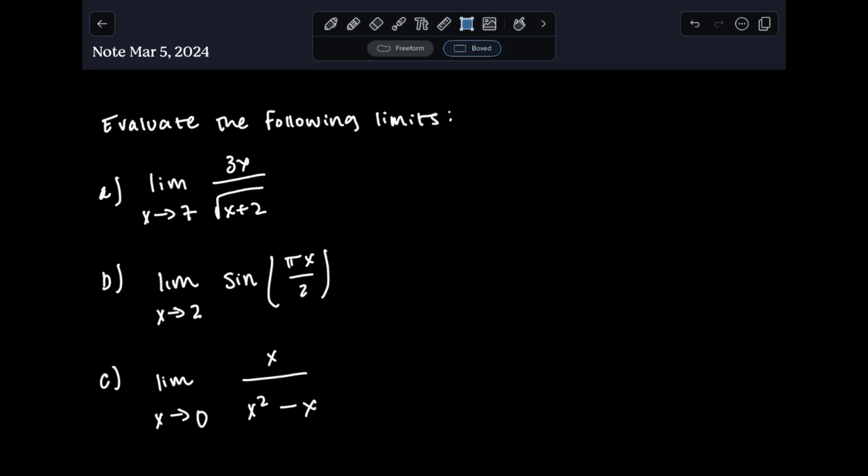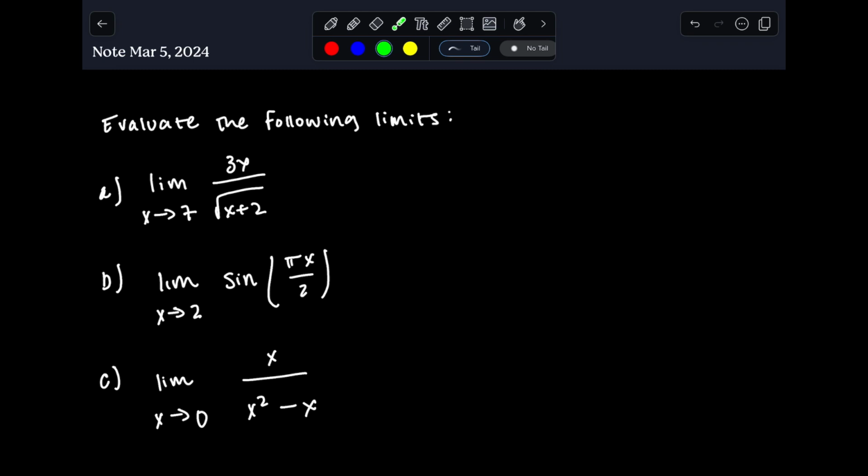Now, to jump right in, we'll be focusing on evaluating several limits of the expressions that will be given. These expressions will get a bit more challenging as we go along, so let's jump right in. For part A, you have the limit of this expression as x approaches 7.